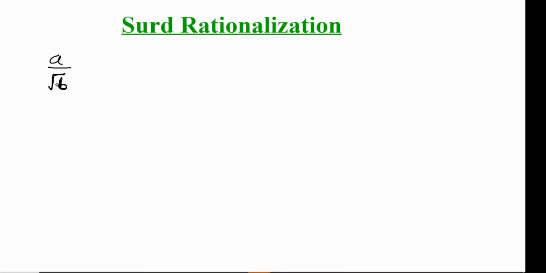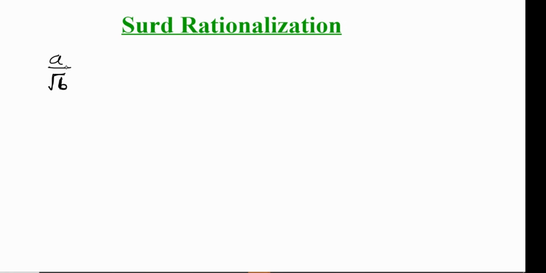Doing something about it means that we are trying to reduce it to its lowest form. The process of reducing or simplifying it to its lowest form is what we call surd rationalization. Now, we can rationalize both the numerator and the denominator of a surd, but this video is focusing on rationalizing the denominator of a surd. This is an instance like this.